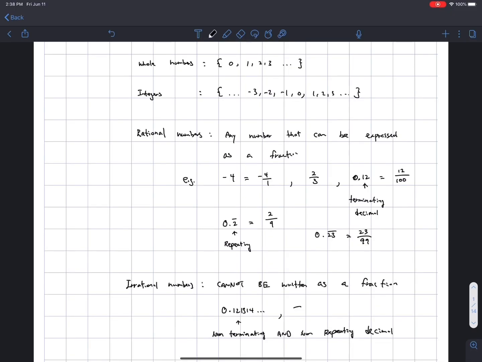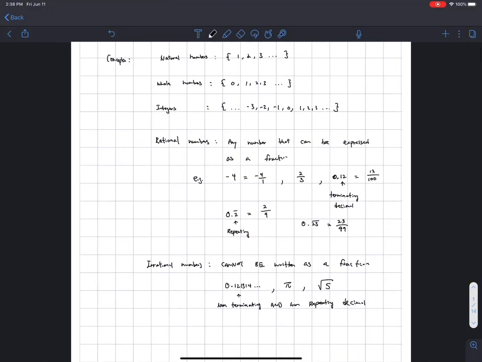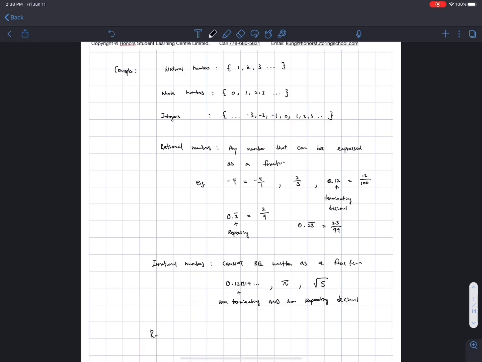So the special number pi, for example, will always be a decimal number that doesn't repeat and doesn't stop. And any imperfect root, like the square root of 5, if you type that into your calculator, you'll see you get a decimal that doesn't repeat and doesn't stop. And all of them are real. So these are all real numbers.